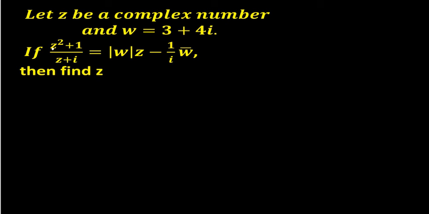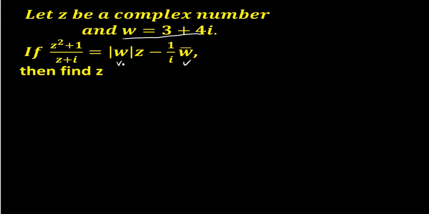As you see, if (z square plus 1) the whole over (z plus i) is equal to the modulus of w times z minus 1 over i times the conjugate of w. What's w? It's also given to you here. So first of all, let's find each of them here.